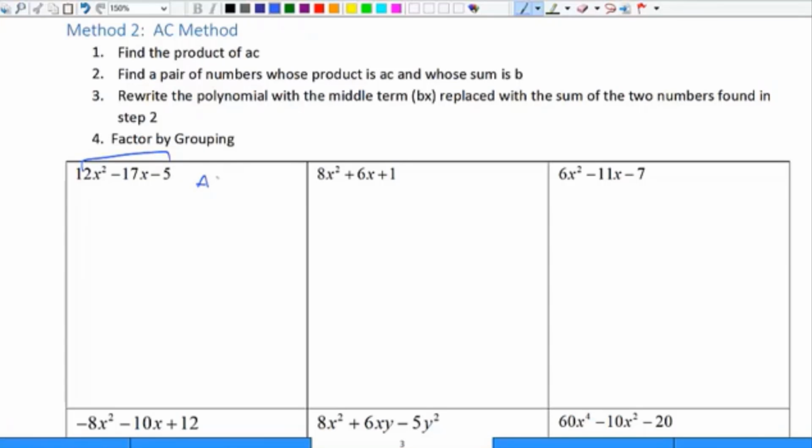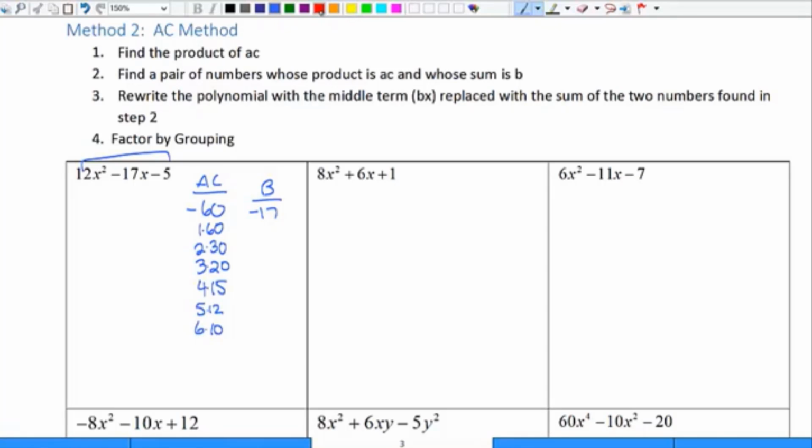So the first step was find A times C. So I take 12 times -5, which is -60. My B happens to be -17. Step 2 says I'm trying to find a pair of numbers whose product is AC and whose sum is B. So the factors of 60 are 1 times 60, 2 times 30, 3 times 20, 4 times 15, let's see, 5 times 12, 6 times 10, 7 doesn't work, 8 doesn't work, 9 doesn't work. Okay, so that's it. Those are all my factors of 60.